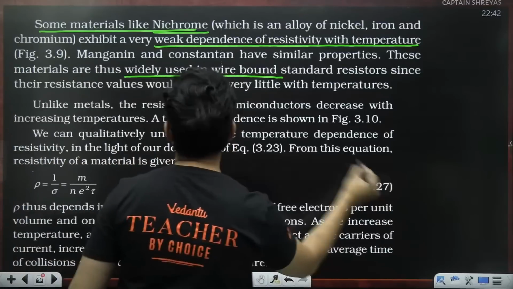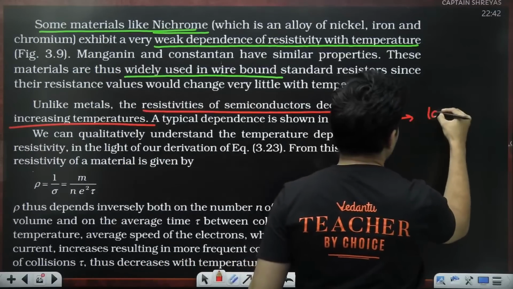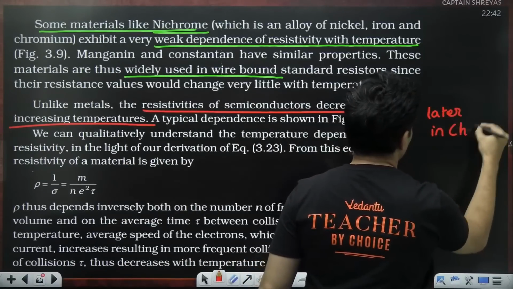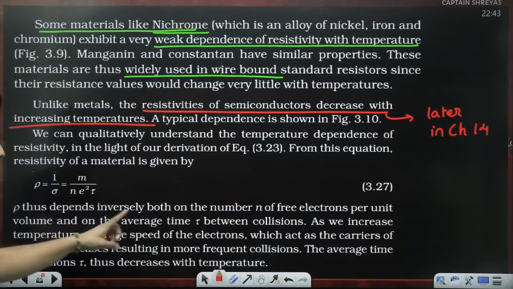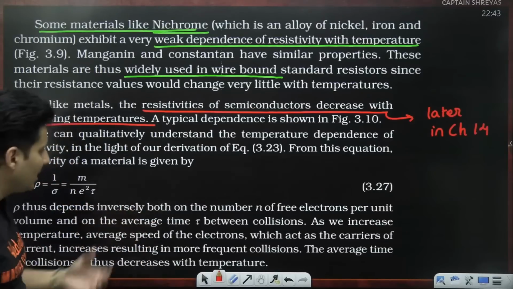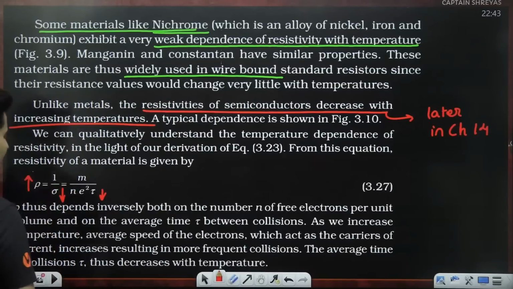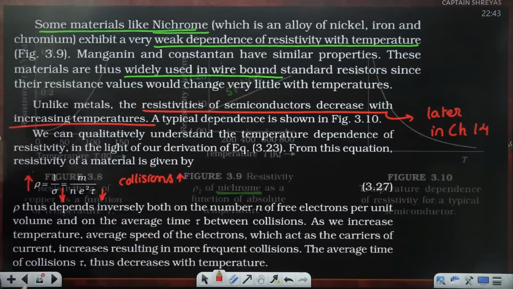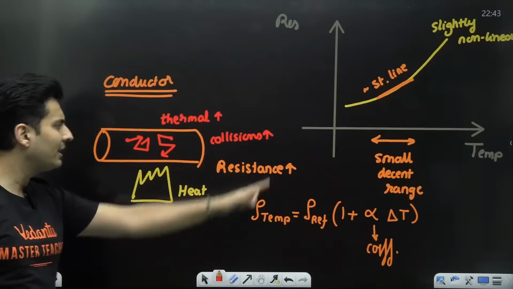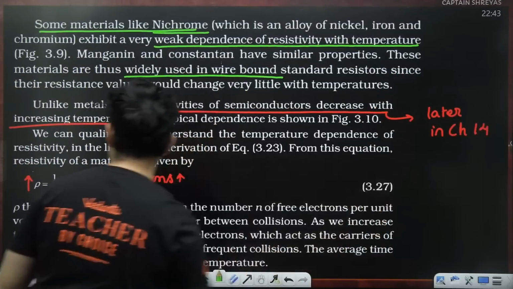This particular part, like I have been telling again and again, resistivity of semiconductor decreases with the temperature. This you will study later in chapter 14 of semiconductors. Don't worry about it right now. As we increase the temperature, I think this explanation I already gave. If you increase the temperature, collisions increase, relaxation time will go down, so conductivity will go down, and that's why resistivity will go up, because the number of collisions goes up. That is something which I explained right over here, why the resistance increases. They have explained it right over here. So mentioning it here again.